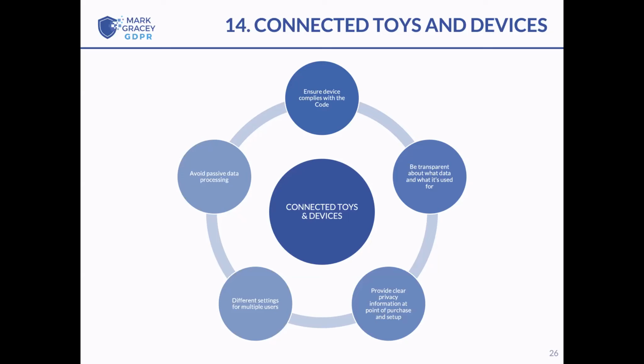Bearing in mind, depending on what the connected device is, if there are going to be different levels of users, then you should try and implement different settings for those different users. And whatever you do, and again, this comes down to not misusing data, avoid passive data processing. You need to be open and transparent anyway, so you should be explaining everything you're doing, but you should avoid doing things with data that the data subject, the child, is not expecting, or collecting data that is incidental to the use of the service rather than necessarily a key element of being able to use it.